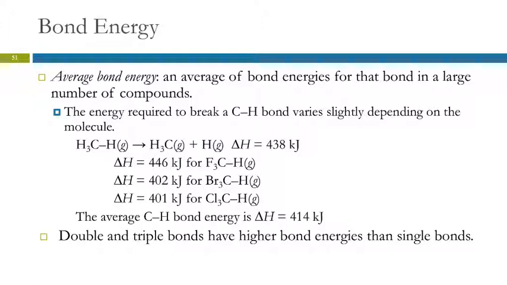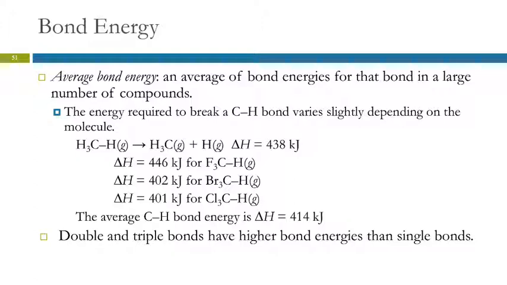Bond energies are going to be different depending on what molecule that particular bond is in. So we usually look at an average bond energy. If we look at a carbon-hydrogen bond, here we have 4 different compounds. We have methane, trifluoromethane, tribromomethane, and trichloromethane. We're still looking at this carbon-hydrogen bond, but to break a mole of that bond in methane is 438 kilojoules. It's 446 if there's fluorines in there, 402 for bromine, 401 for chlorine.